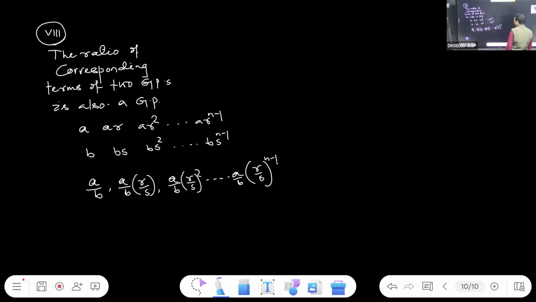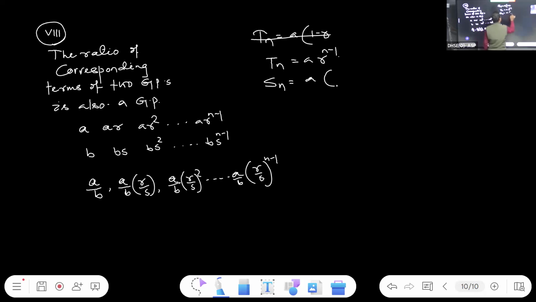Okay, this is all about the formulae and properties of a GP. The nth term, so far what we have discussed, the nth term of the GP is Tn is equal to ar to the power n minus 1. Sn is equal to a into 1 minus r to the power n upon 1 minus r, and sum of infinite GP is a upon 1 minus r, and all these 8 properties. Okay.